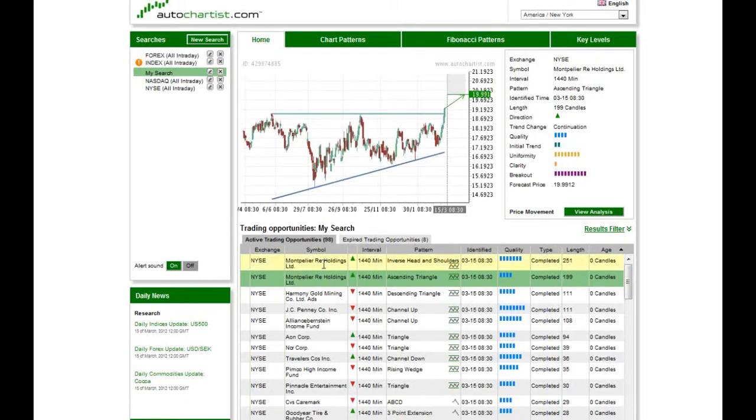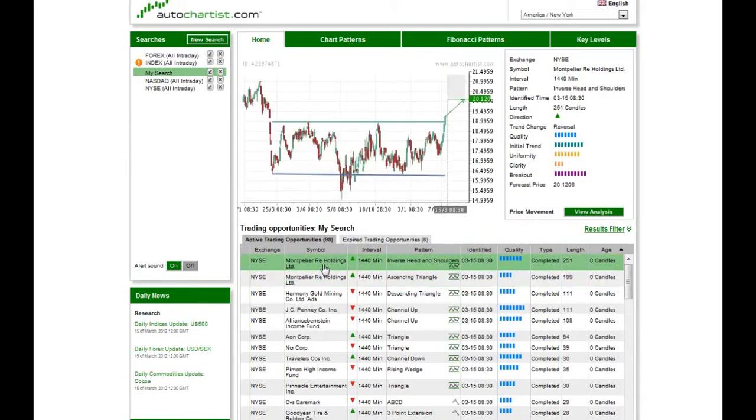Now, let's just have a look at one or two examples. What we have here is an inverse head and shoulders opportunity on Montpellier Holdings, and it is of length 251. Length 251 means that 251 candles have formed this pattern. And very clearly you can see from the green arrow, which means there has been a breakout through a resistance level, that Autochartist believes Montpellier Holdings' forecast level is just over $20.12.